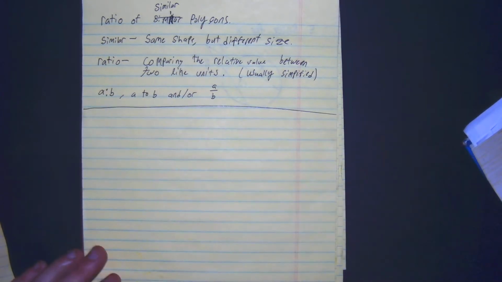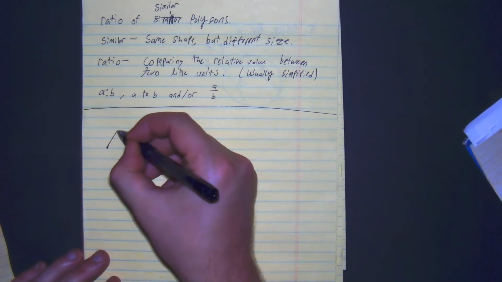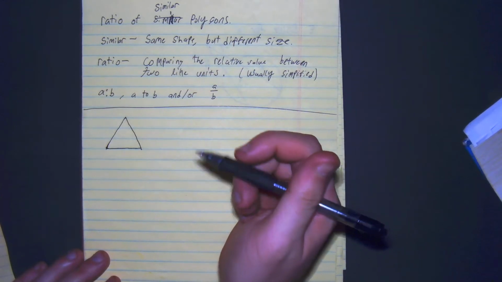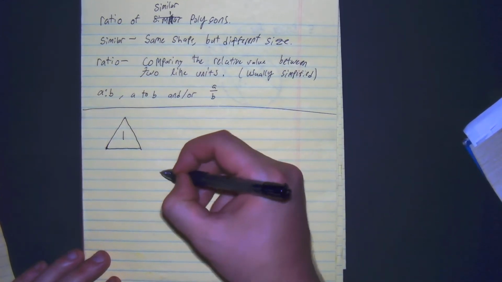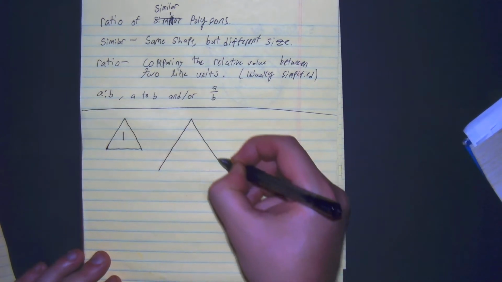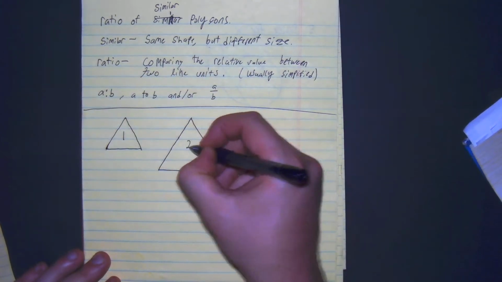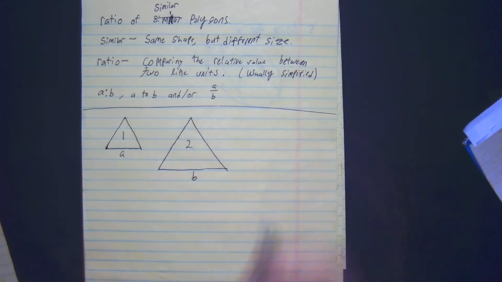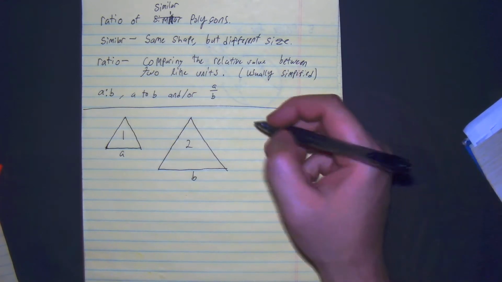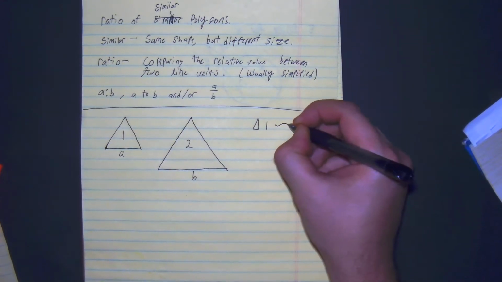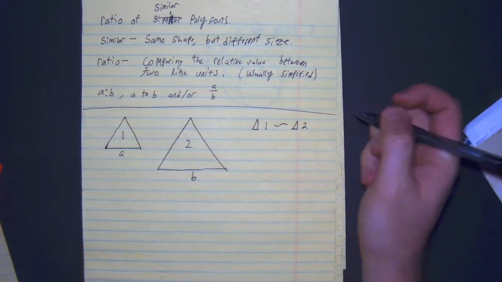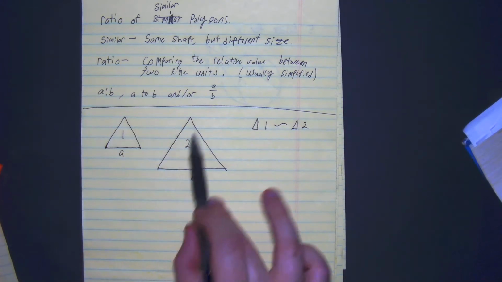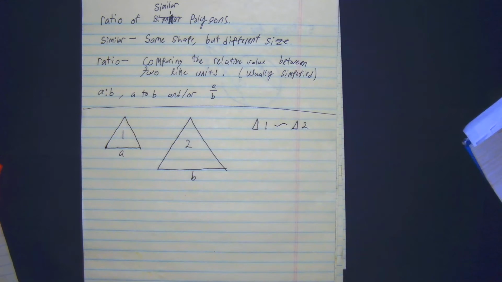Alright, let's talk about similar polygons. Let's do a simple shape, a triangle. This is triangle 1, then we have a bigger one, triangle 2. We'll call one length A and the other length B. Triangle 1 is similar to triangle 2. That means they're the same shape but different size. All the angles are the same and the sides are proportional, so we can create a ratio.